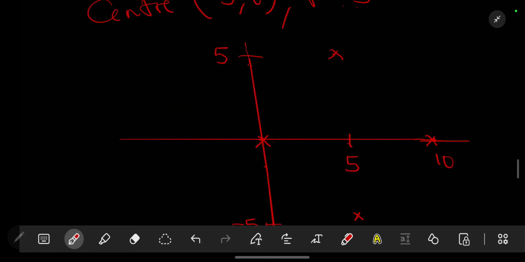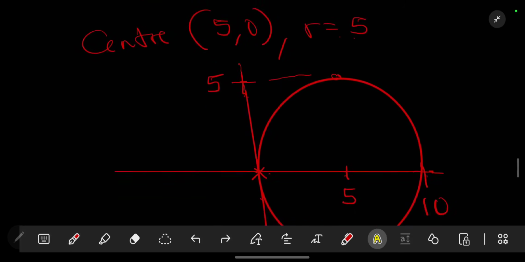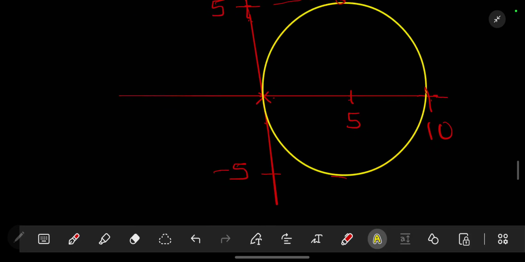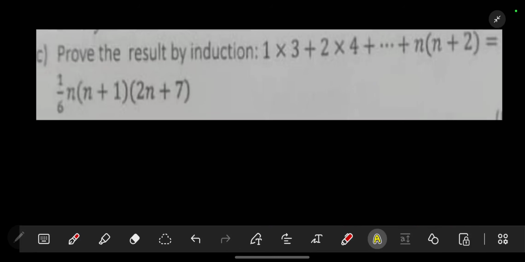Then from there you are going to draw your circle, connect the points. So you are going to have something like this. So this is what we have as our circle. Just connect the points like that. So this is our circle as required. Let's move on to our next question.